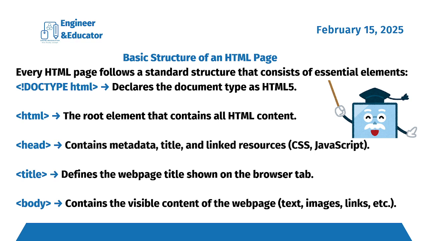First is the doctype HTML, which is like the preamble of the HTML page. You can see the angular brackets, an exclamation mark, then doctype html. It declares the document type as HTML. This element shows which version of HTML you are using. The latest version is HTML5, and doctype html shows we are using HTML5.